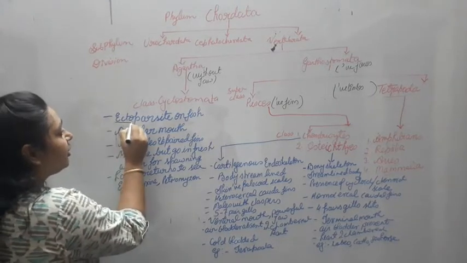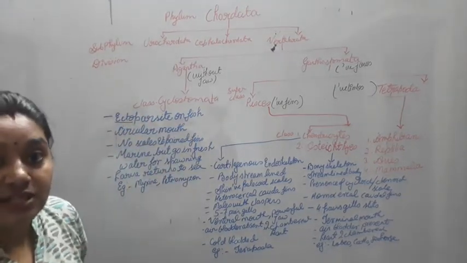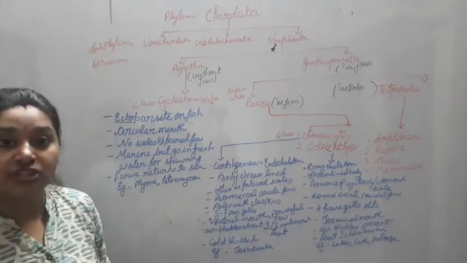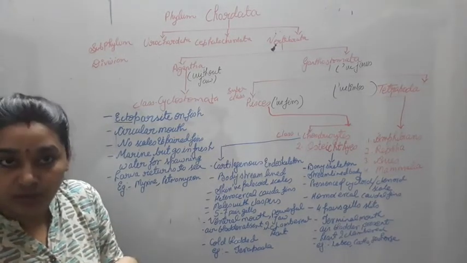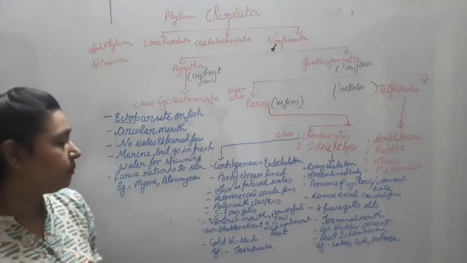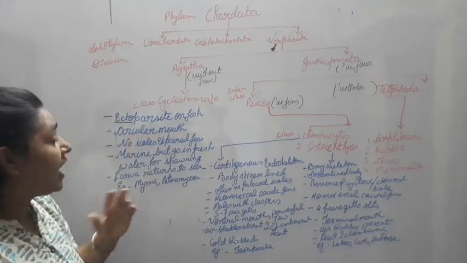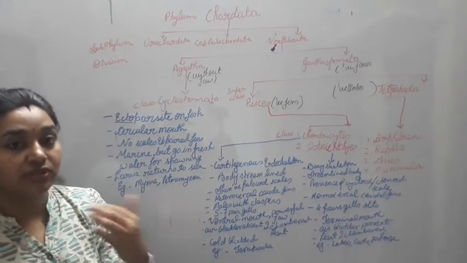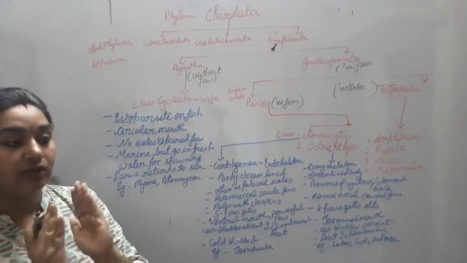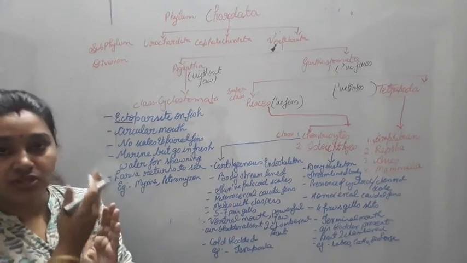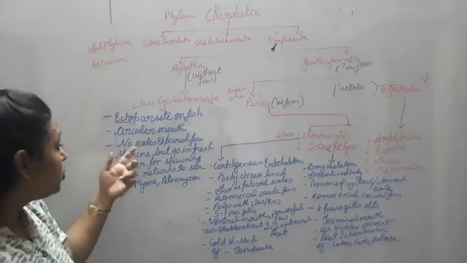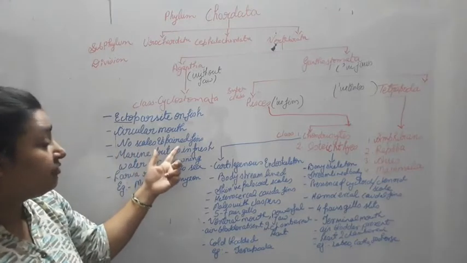And where they are present, they are ectoparasites, means they are on the body surface of the other fish. They are not inside the body. Okay, they are externally present. Next, they have a circular mouth. So their mouth is not just in the front like that and narrow, they have just a circular mouth present. There are no scales and paired fins.